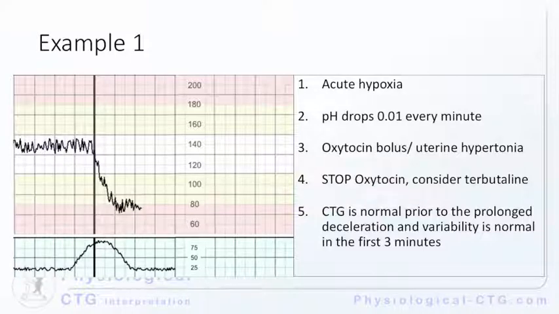This is certainly an acute hypoxia. It's a prolonged deceleration that is lasting now for 3 minutes. You know that metabolic acidosis develops rapidly in acute hypoxia at about 0.01 every minute. In this case, you need to consider the oxytocin bolus.